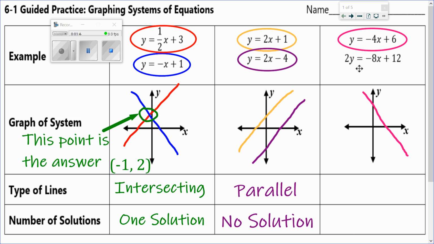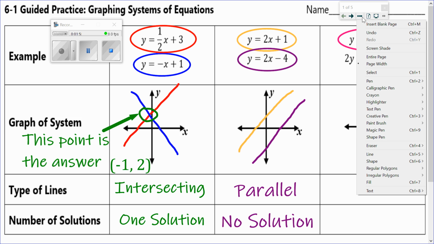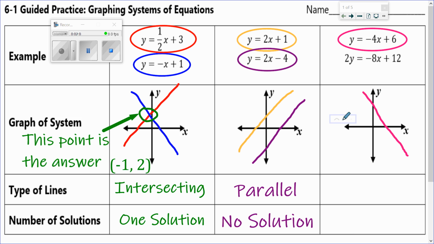And then when we go to graph the second line, you notice that this equation looks a little strange because here we have a 2 in front of the y. So when that happens, then we cannot graph the line yet. Before we do that, we have to start by solving the equation to get y by itself.